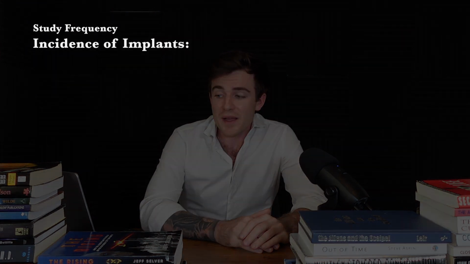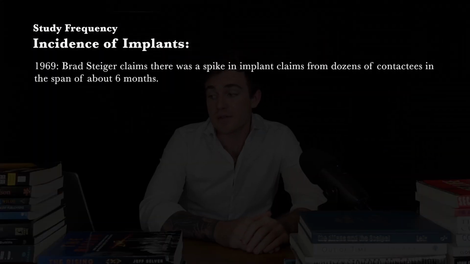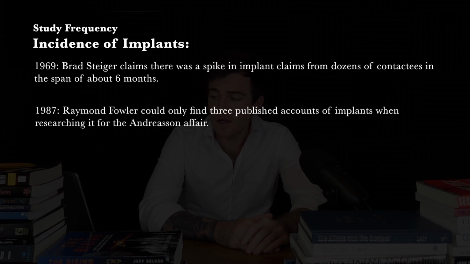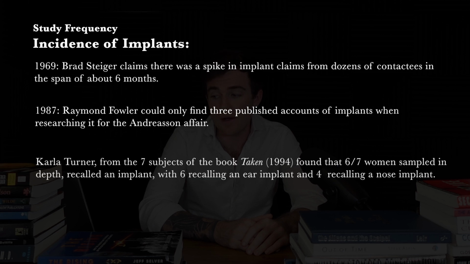The final area of focus that I want to look at today is the overall prevalence of implants in the abduction literature. This is both over time and in terms of frequency. Going back to 1969, Brad Steger claims that there was a spike in implant claims from dozens of contactees in the span of about 6 months. Raymond Fowler, however, in 1987, could only find 3 published accounts of implants when he was researching it in relation to the Andreasson affair. Carla Turner, at her roundtable from the 7 subjects of the book Taken, found that 6 of the 7 women sampled in depth recalled an implant, with 6 of the 7 recalling an ear implant, and 4 of the 7 recalling a nose implant.